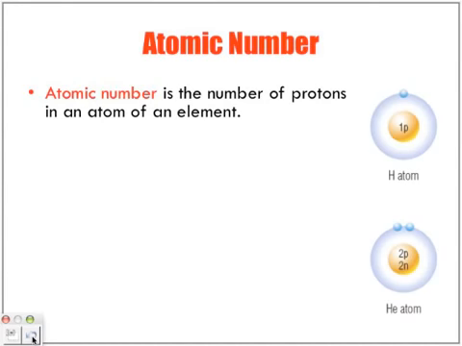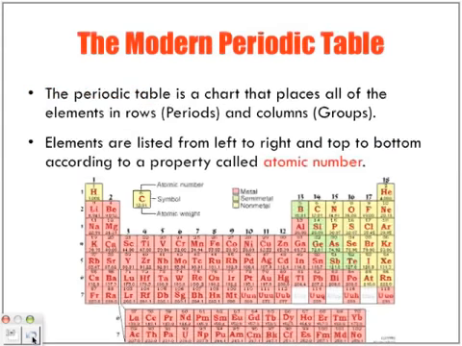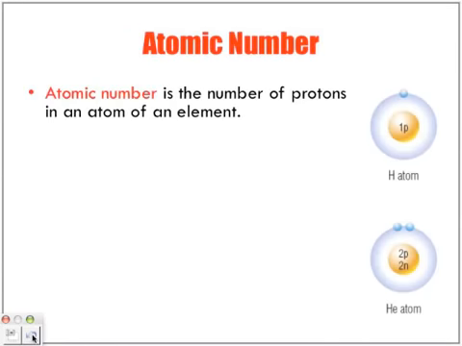So, the atomic number. The atomic number is the number of protons in an atom of an element. If you look at the numbers on the periodic table, you'll notice that the numbers go in order. Here's 1, here's 2 on the other side. Here's 3, 4, 5, 6, 7, 8, 9, 10, 11, 12. You get the idea, right? So they go in sequential order. The number that goes in sequential order is known as the atomic number. That number tells us how many protons exist.